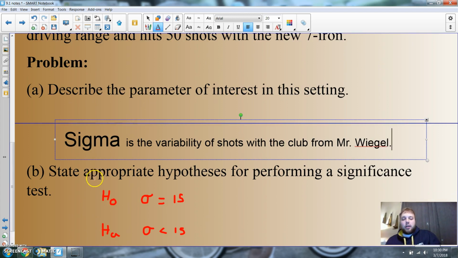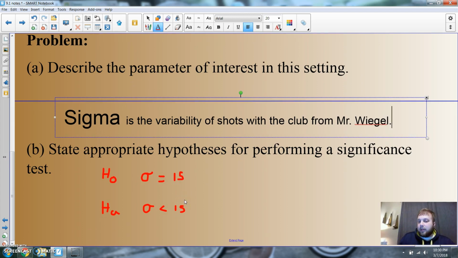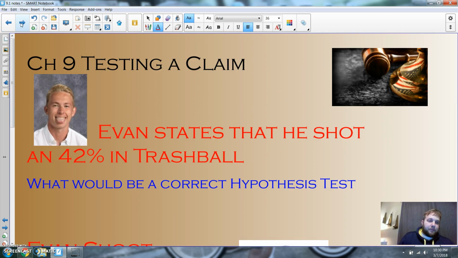So the sigma, what is sigma? Well, it's the variability of shots with the club from Mr. Weagle. We're going to assume they will be the same, but we're hoping for a lower result in that case. Alright. So, we've got some homework situations.